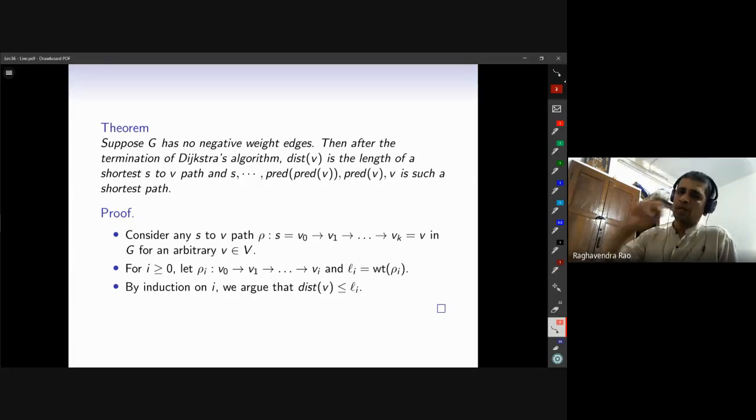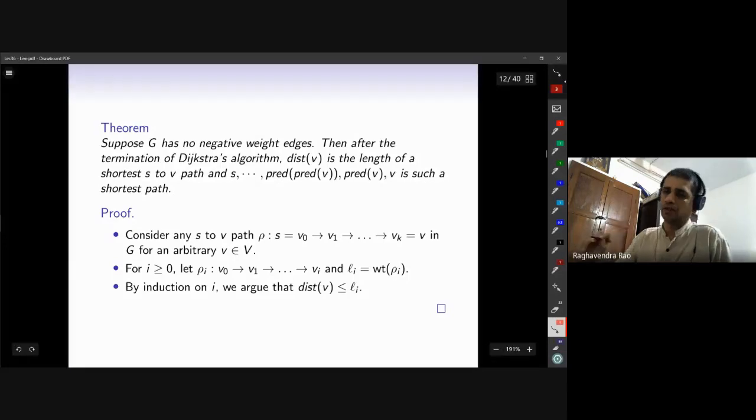Suppose G has no negative weight edges. On the last slide, I had mistakenly written this as cycles, I think, everywhere, so I corrected it now. Suppose G has no negative weight edges, then after the termination of Dijkstra's algorithm, distance of V is the length of a shortest s to V path. And if you look at this path, from V the previous vertex is the predecessor of V, and then the predecessor of that, and so on, and you get s; such a path is a shortest path. So we'll prove the first part, and then we'll see that the second part immediately follows from the proof.